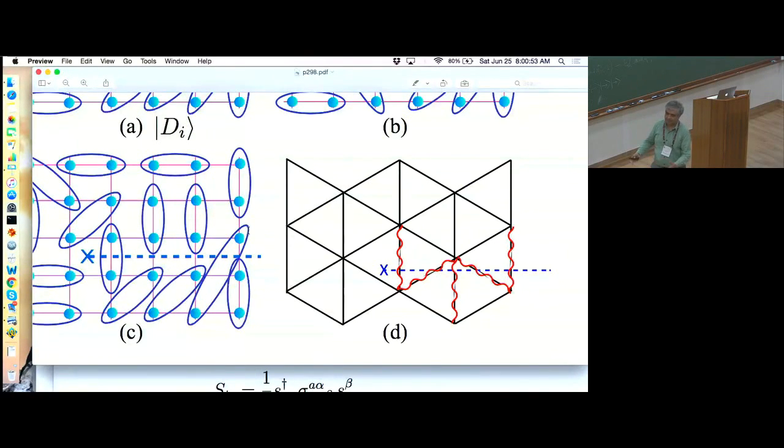And here you'd call this a vison. So it's an actual excitation in this spin system if it formed a spin liquid.